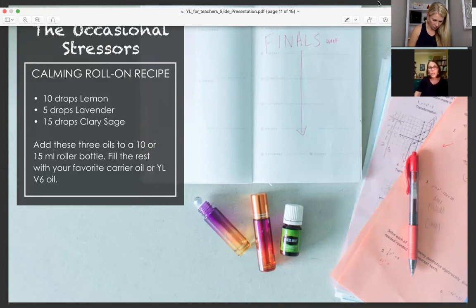Put it on your head first thing in the morning before you head out the door, and then you can also apply it to your wrists. You can apply it to the back of your head, or literally take the bottle, take off the lid, and smell it. On the screen, you'll see that we have the calming roll-on recipe. 10 drops lemon, 5 drops lavender, 15 drops clary sage, and you put all those in a roller bottle with your favorite oil, and then just keep it at your desk and use it throughout the day.